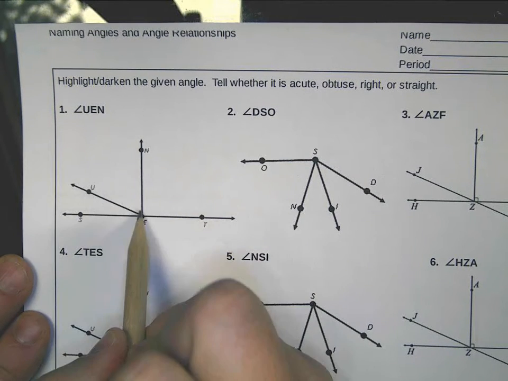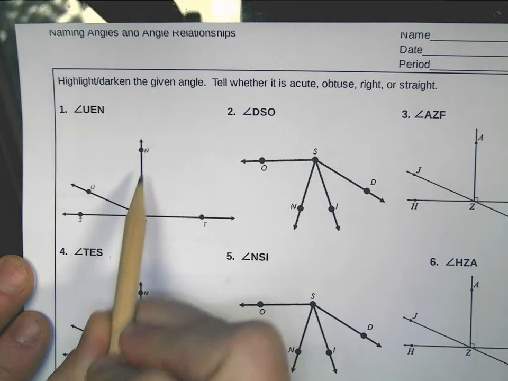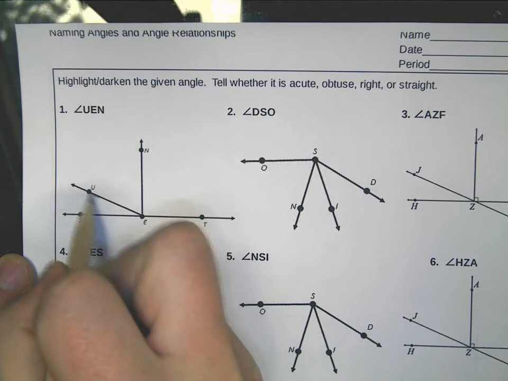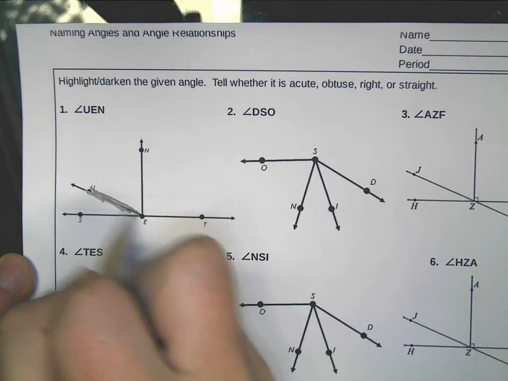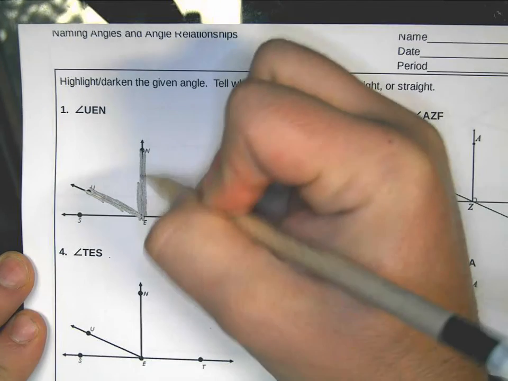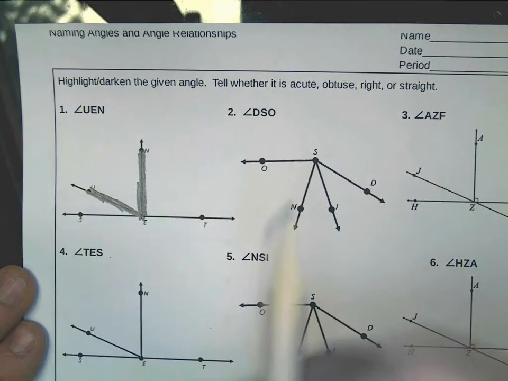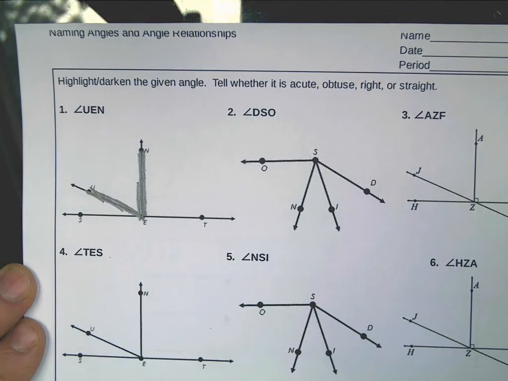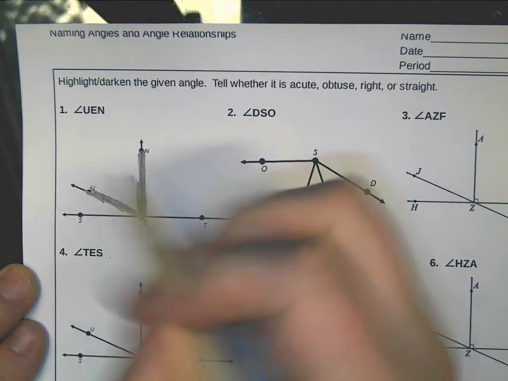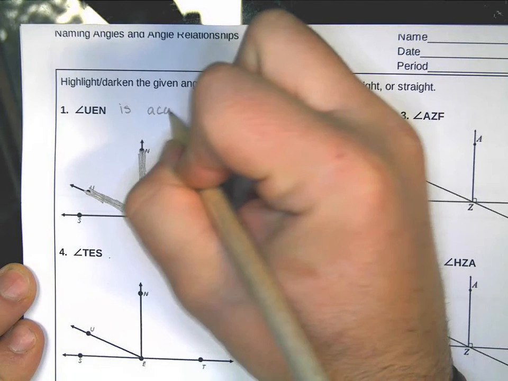So we want to go U, E, N, angle UEN. U, E is the vertex, and then N. I want to darken it so I can show that I know which angle we're looking at, like so. So we darkened it. And then we need to tell if it's acute, obtuse, right, or straight. Well, this angle is less than 90, so we will say angle UEN is acute.